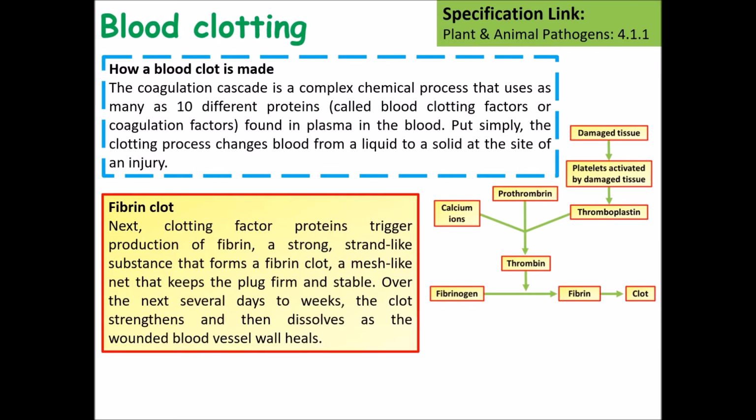Next, a fibrin clot needs to form. Clotting factor proteins trigger the production of fibrin, which is a strong strand-like substance that forms a fibrin clot. This is a mesh-like net that keeps the plug firm and stable and in place. Over the next several days to weeks, the clot strengthens and dissolves once the blood vessel wall has healed itself and repaired.